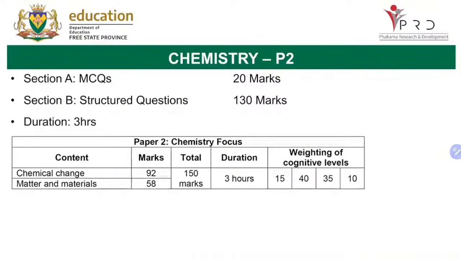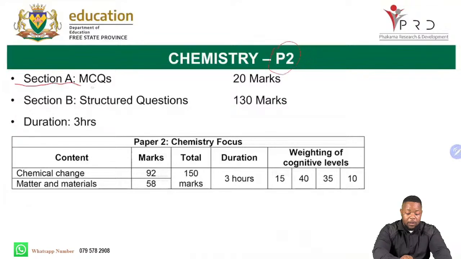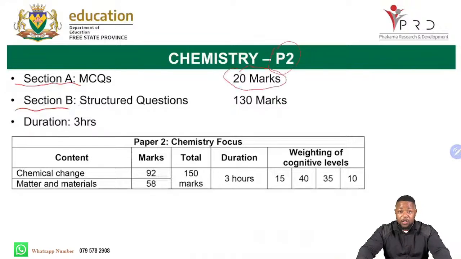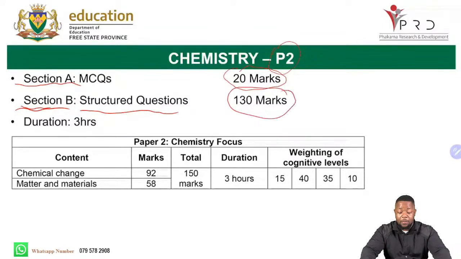Today's lesson is on paper 2, examination preparation for the upcoming exam that you are going to write on Monday. We want to look at the structure of the examination. As I said, the focus is on paper 2. The paper is going to be divided into two sections, section A and section B. Section A is the multiple choice, 10 of them, which cover the entire syllabus with a total of 20 marks. And then we have section B, which is the structured questions, and they add up to 130 marks.